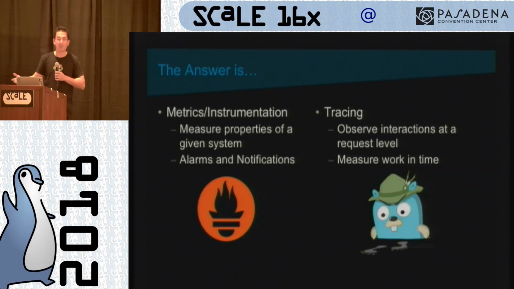And then there's also tracing. What tracing does is give you the ability to observe interactions at the request level. And because we're observing these interactions between various microservices, you're able to look at those interactions over time, right? So we can find out how long something takes to execute through your system.